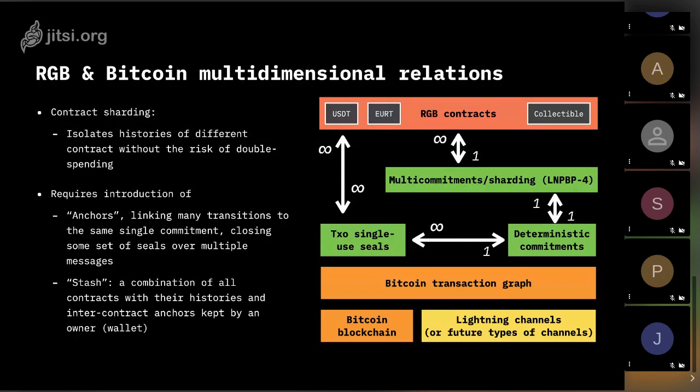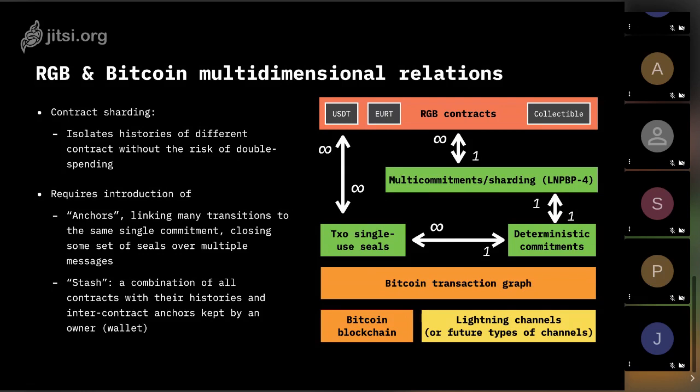So you have RGB contracts, and for each of them you have a graph of state transitions. Additionally, you have anchors that cross-link all of these state transitions and contracts sometimes. Put all together, it is named an RGB stash, a thing that has to be kept very carefully. It is a critical thing. If you lose your stash, you lose all your assets in that stash.